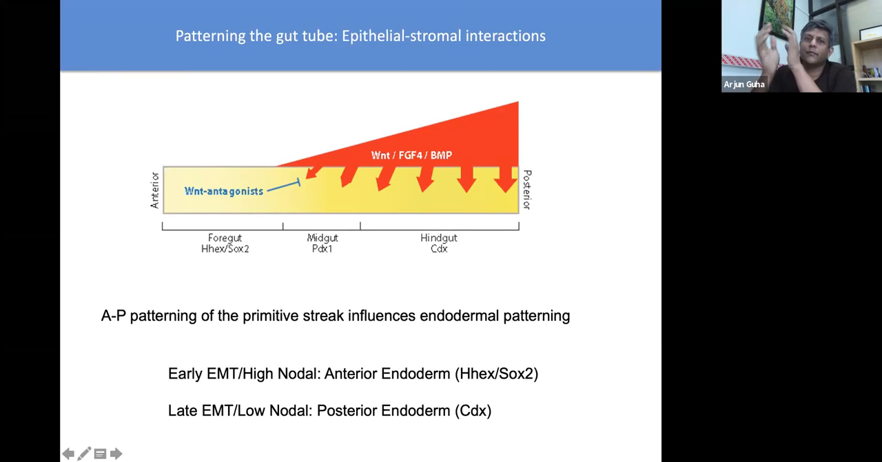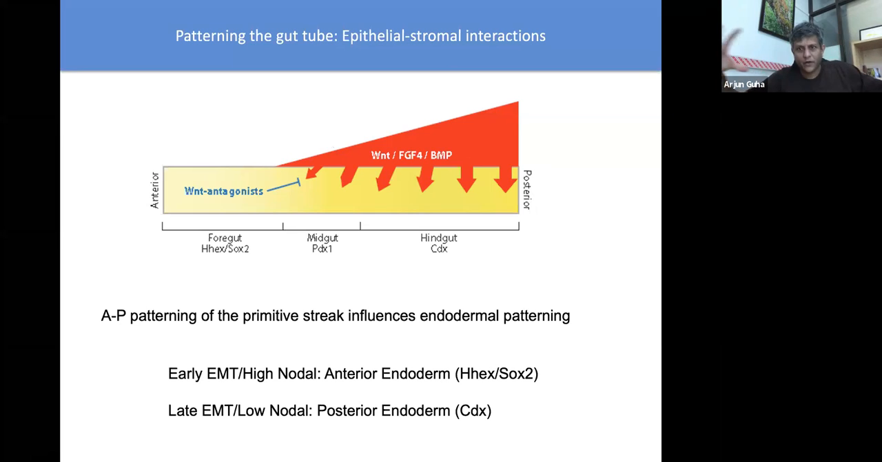One other important thing to remember, so the concept here is that there is a fundamental epithelial to stromal interaction that begins to play a role in patterning this long tube along the AP axis. And this is driven largely by the expression of Wnt, FGF4, and BMP in the mesodermal cells in the posterior part of the animal. The other important thing to remember is that the order in which the cells are exiting from the primitive streak during gastrulation, endodermal cells in particular, also has some role in terms of how these cells respond to this gradient of Wnt and begin to turn on the expression of genes.